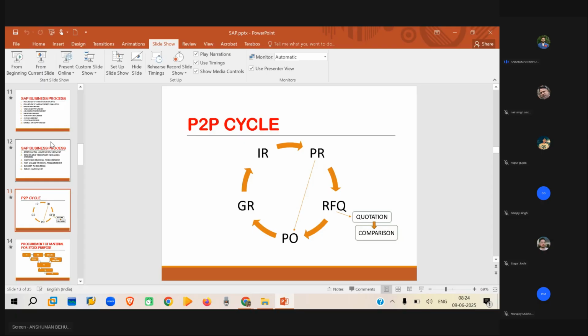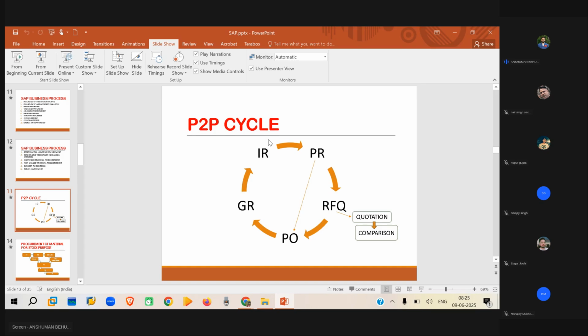Okay, once you select the supplier, you create a purchase order and send that purchase order to the supplier. Once the supplier receives your purchase order, they will send you the material. Once you receive the material, you have to do the goods receipt for that. Then once you have received the goods, you have to create an invoice receipt. Then with respect to the invoice receipt, there will be a payment.